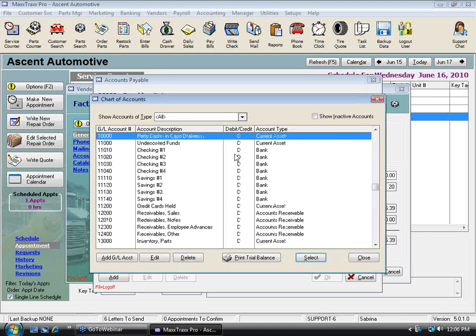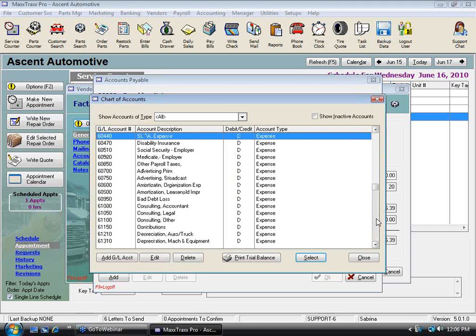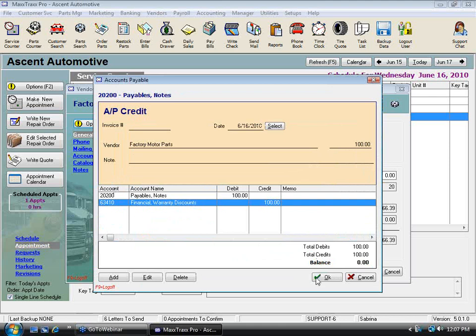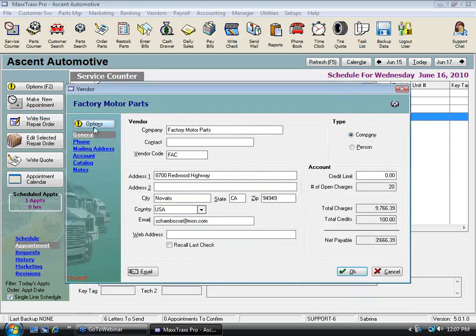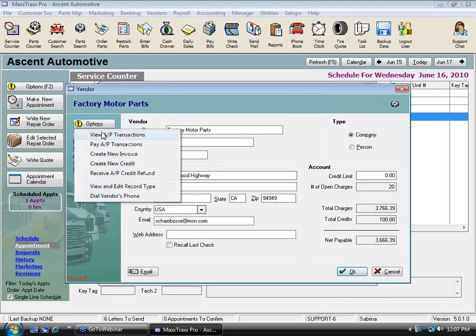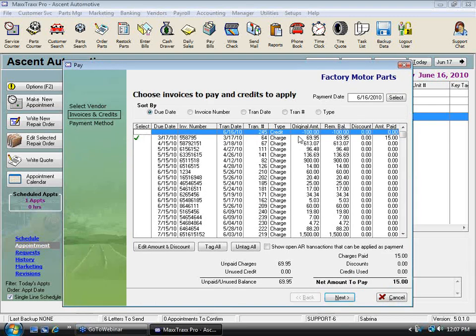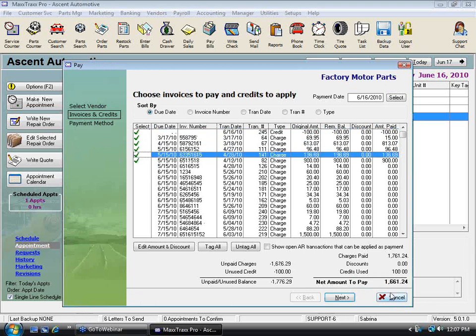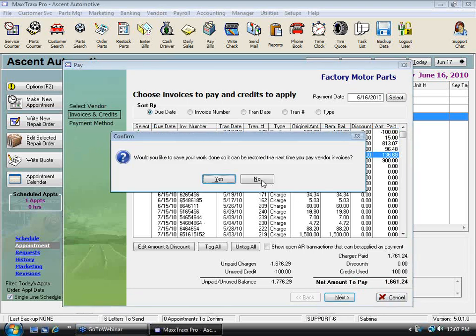Whoops. Typing wizard that I am, guys. Financial warranty discounts. See? That's how I would handle it. So then that would show up as a credit. And I would just use that when I go to tag my bills and make a payment, there it is, $100 credit. I just tag it with everything else when I go to pay my bills. So that's how that would be handled.